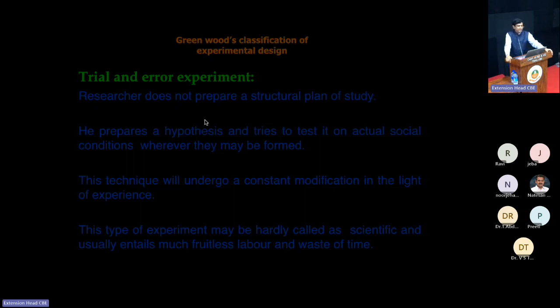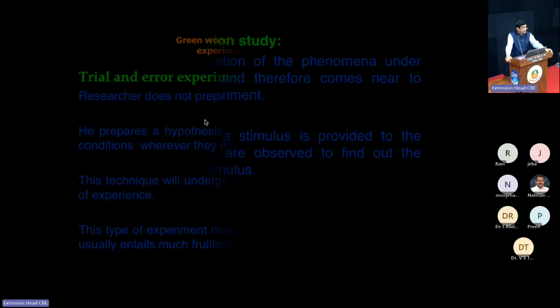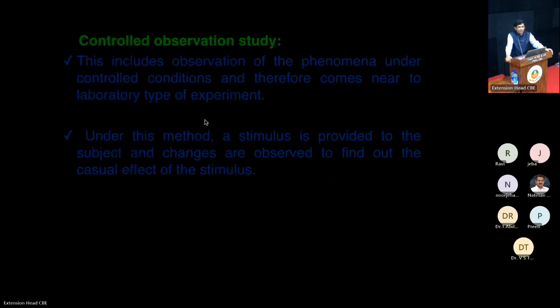Next, a controlled observation study. It includes observation under controlled conditions. Therefore, it comes nearer to the laboratory type of experiment. Laboratory is also the same thing. When you add alcohol into acid, nothing comes in the middle. The required quantity of alcohol is added into the required quantity of acid to look at the required quantity of the outcome, the solution. So there won't be any manipulation or interruption. Under this method, a stimulus is provided to the subject and the changes are observed to find out the causal effect of the stimulus. Stimulus means some intervention. We have to impose the intervention, we have to see it.